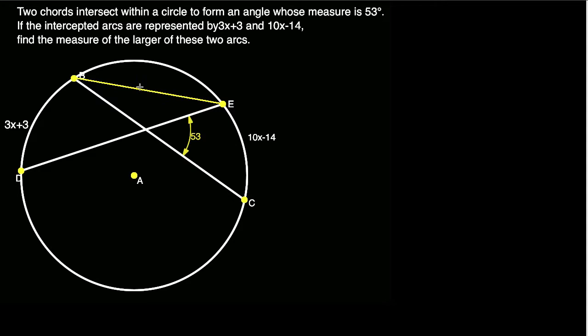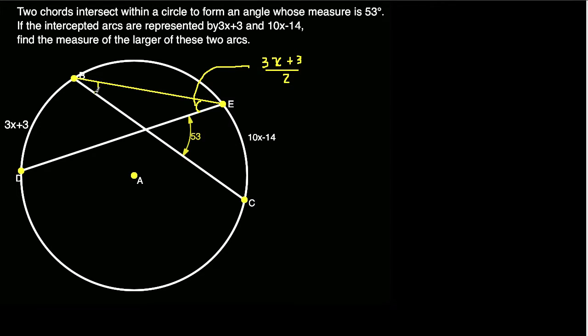So now this is an inscribed angle right here, and the inscribed angle intercepts this arc. Okay, so that means that this angle right in here is half of the central angle, or half of the intercepted arc. So this angle right in here is 3x plus 3 divided by 2.